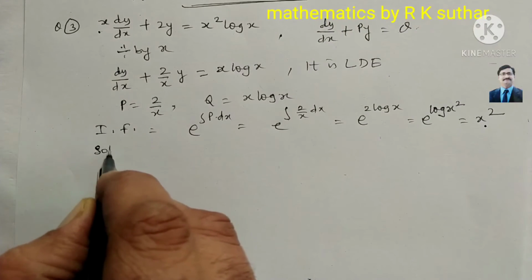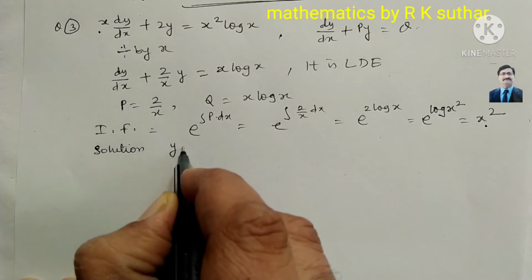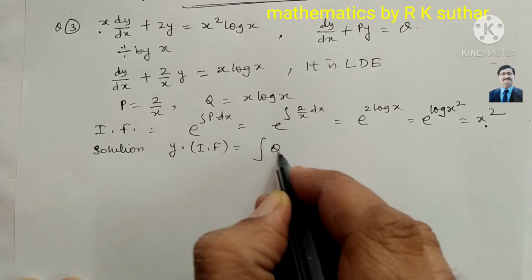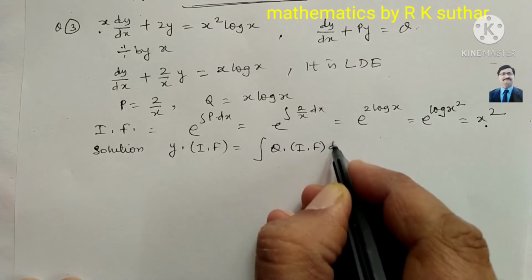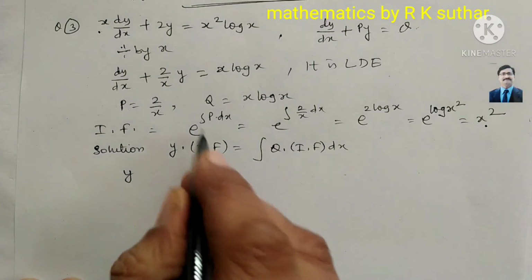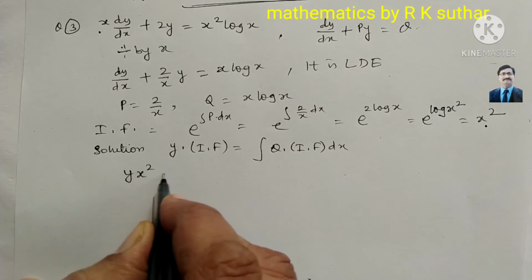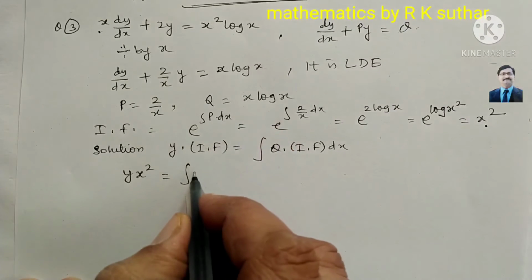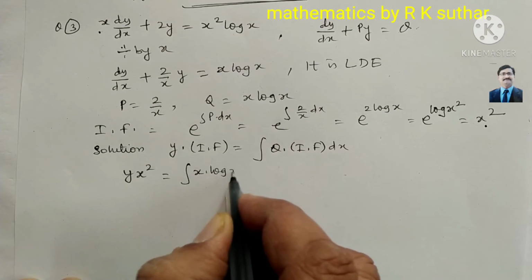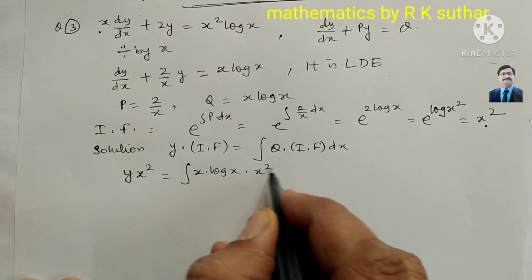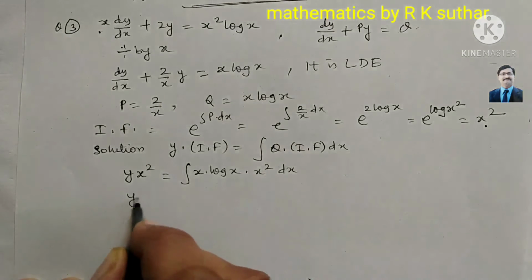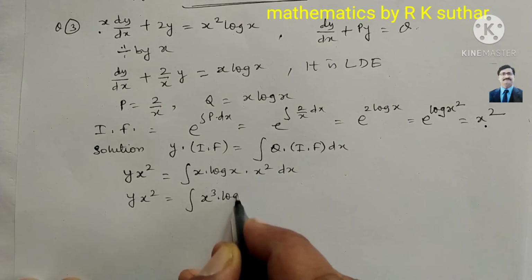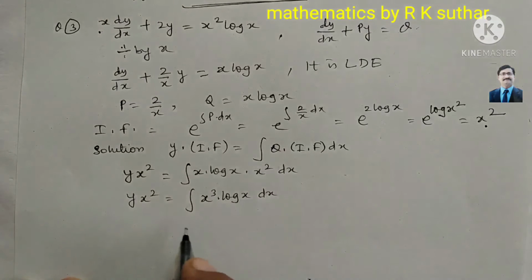Now the solution we can write as y into integrating factor equals integral of Q into integrating factor dx. Y times integrating factor, which is x square, equals integral of Q, which is x log x, times the integrating factor x square, dx. So we can write y into x square equals integral of x into x square, which is x cube, into log x dx.